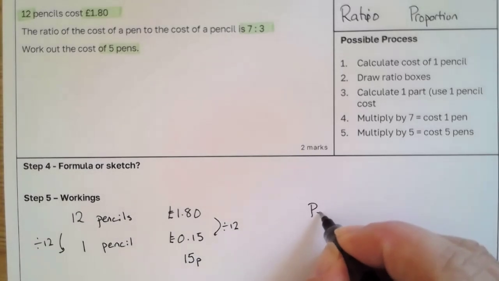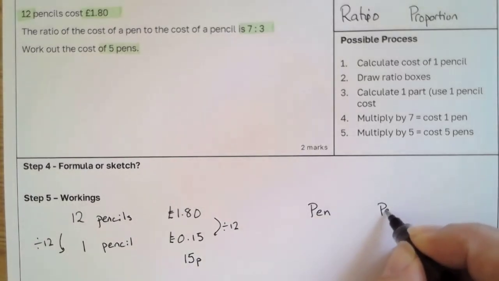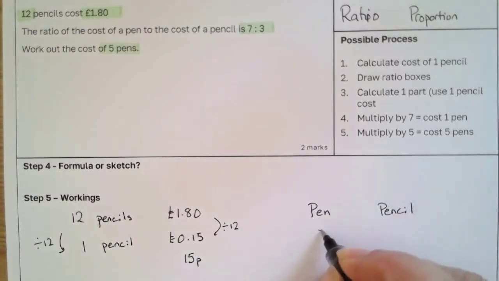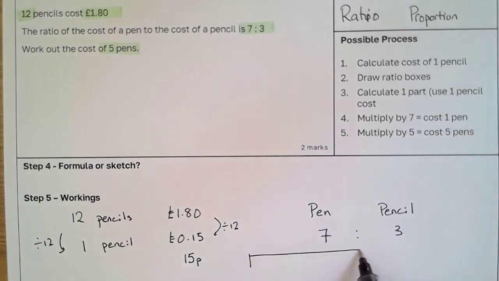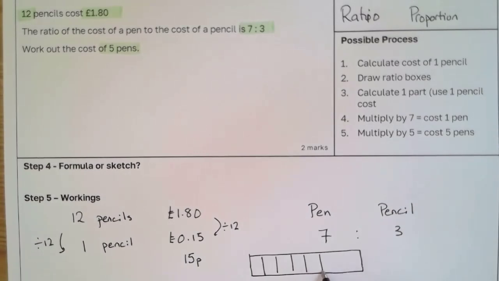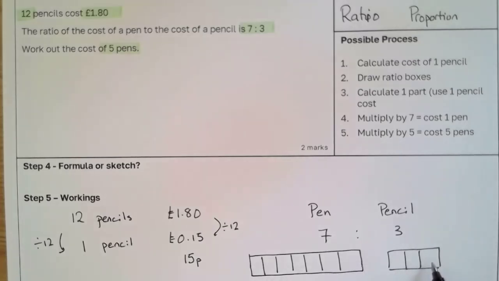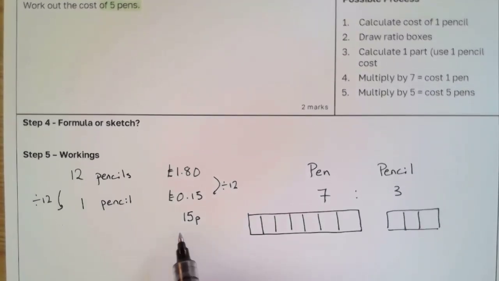Then we're looking at a pen and a pencil is 7 to 3. Now, I really like drawing boxes for these. Any ratio question, 1, 2, 3, 4, 5, 6, 7. They are supposed to be equal boxes. These aren't that equal, but they'll do. So 7 parts and 3 parts for each pencil. We already know the cost of a pencil is 15 pence.